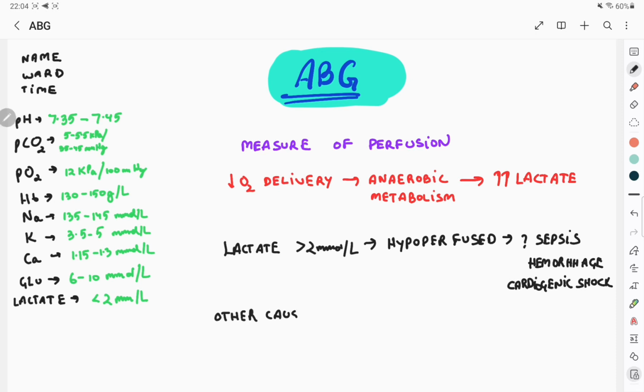Remember that a high lactate isn't always just about shock. You can also see elevated lactate from liver failure, since the liver clears it, extreme shivering, seizures, or even medications like metformin and beta agonists. But until proven otherwise, in an acute setting, treat a high lactate as tissue hypoperfusion.